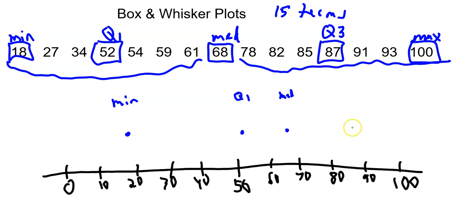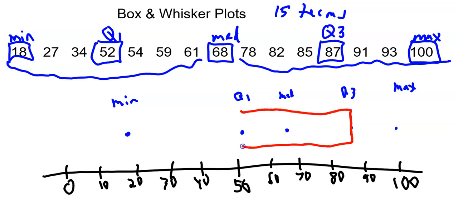87 is right about here. That's Q3. And 100 is right there. And that's the max. And so we're going to draw now a box that goes from Q1 to Q3, goes through those points. We put a line in the middle.